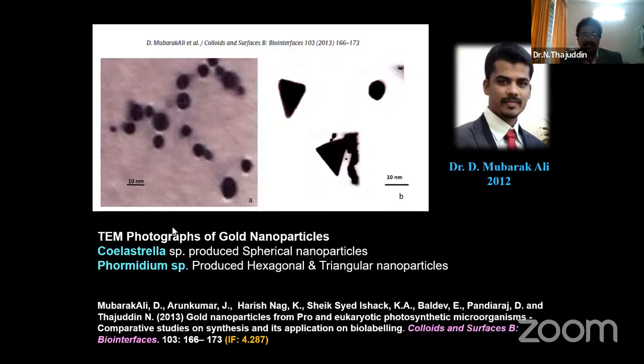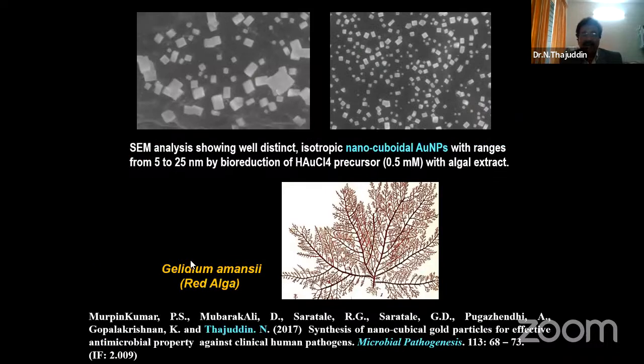And we found that the Chlorella species produce spherical nanoparticles, and the Phormidium species produce rectangular, triangular, and hexagonal nanoparticles. Mr. Deepak Mubarakali was the student at the time. He published this paper in Colloids and Surfaces B: Biointerfaces, a very good impact factor journal. So we can get spherical, triangular and hexagonal nanoparticles using these organisms. Later we found that cubical nanoparticles can be developed using another red alga. You can see the cubical gold nanoparticles. We published this paper in Microbial Pathogenesis also.